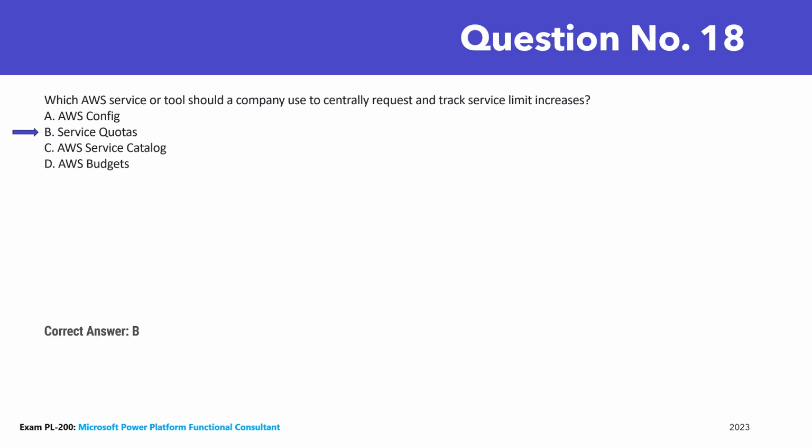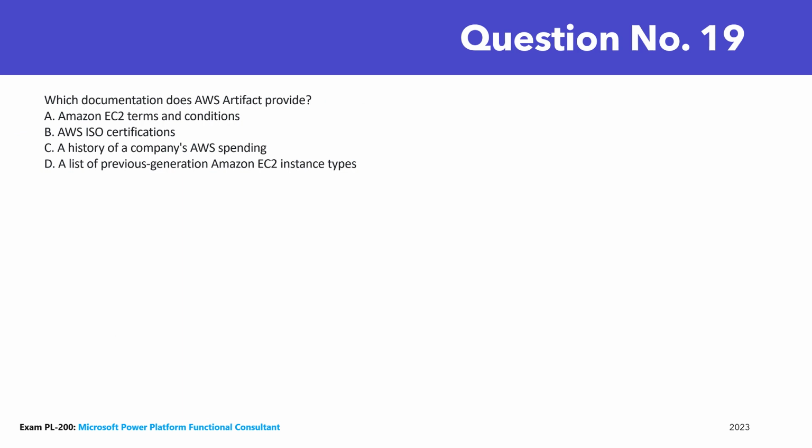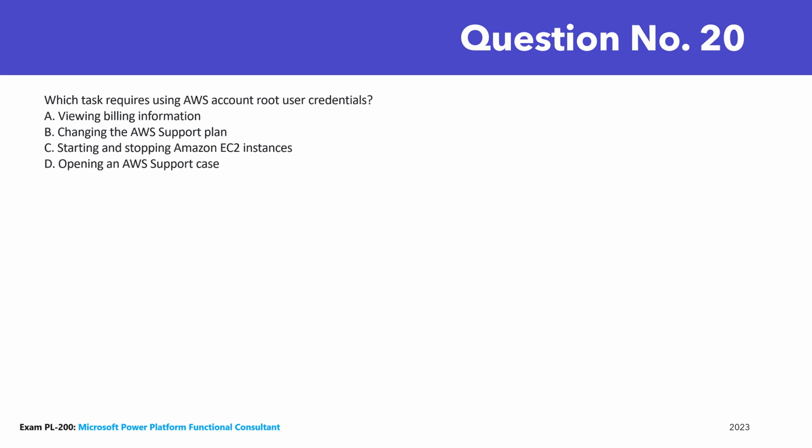Which documentation does AWS Artifact provide? A. Amazon EC2 Terms and Conditions. B. AWS ISO Certifications. C. A history of a company's AWS spending. D. A list of previous generation Amazon EC2 instance types. Correct answer, B.